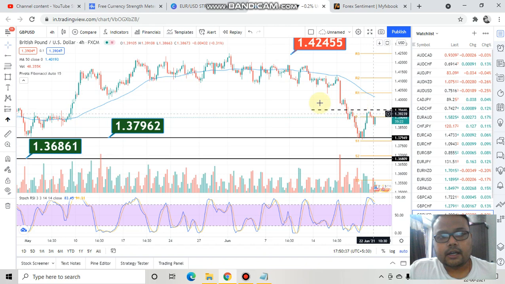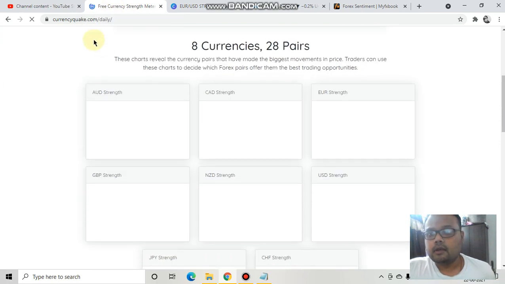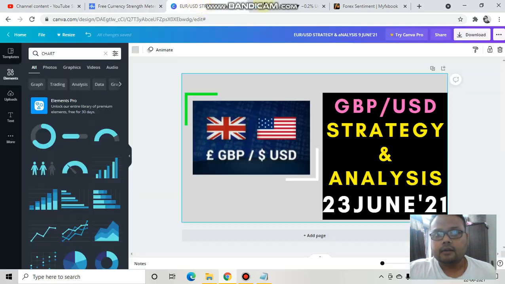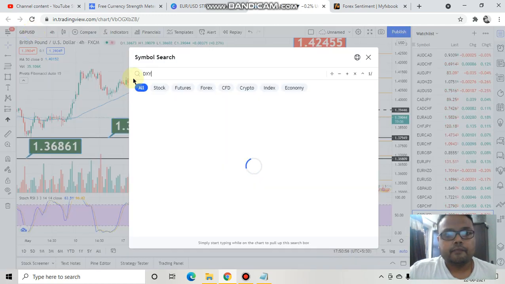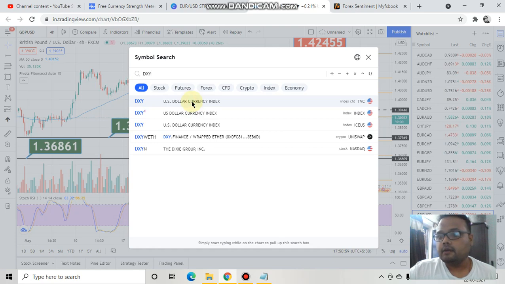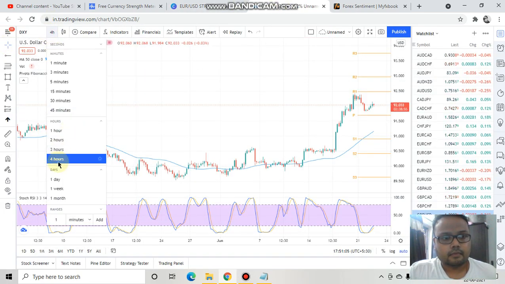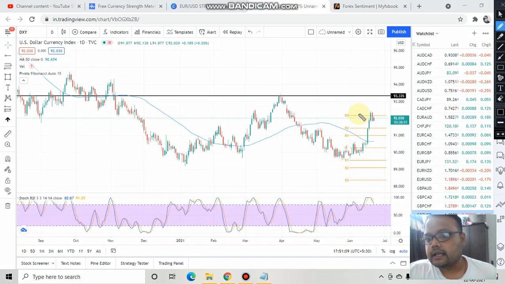So this is the overall scenario of the chart, and as I have just said, US dollar is still very strong. You can see that British pound is also strong, but US dollar is standing tall. And if you want to see the chart of US dollar, then you can see that US dollar is still standing tall.